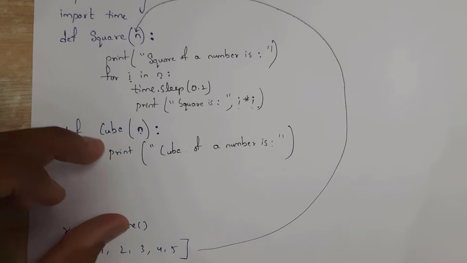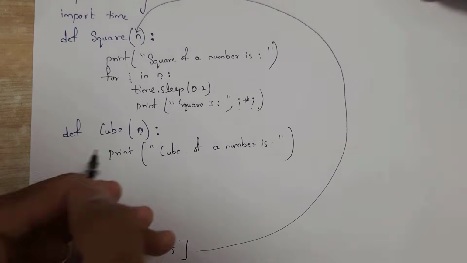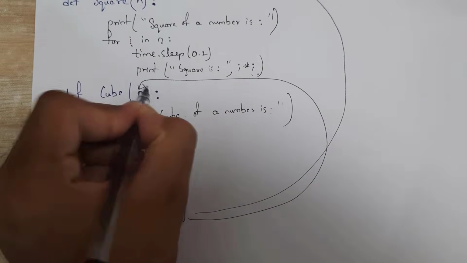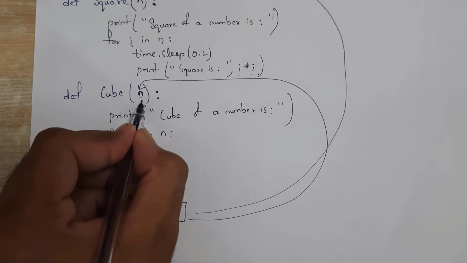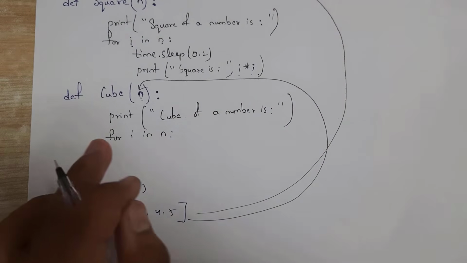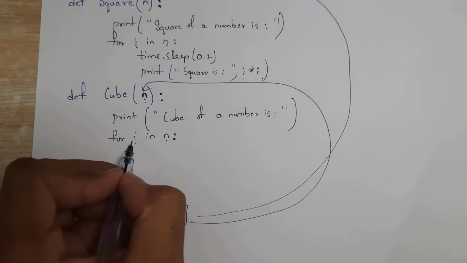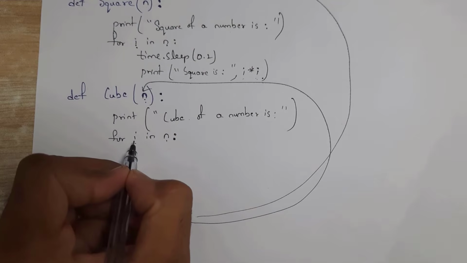Similarly, I am writing code in order to print the cube. So again take a for loop: for I in n. L contains a list of 5 numbers, so all this data is passed to parameter n. Now n contains the list 1, 2, 3, 4, 5. Whatever values are present in parameter n are stored in variable I.